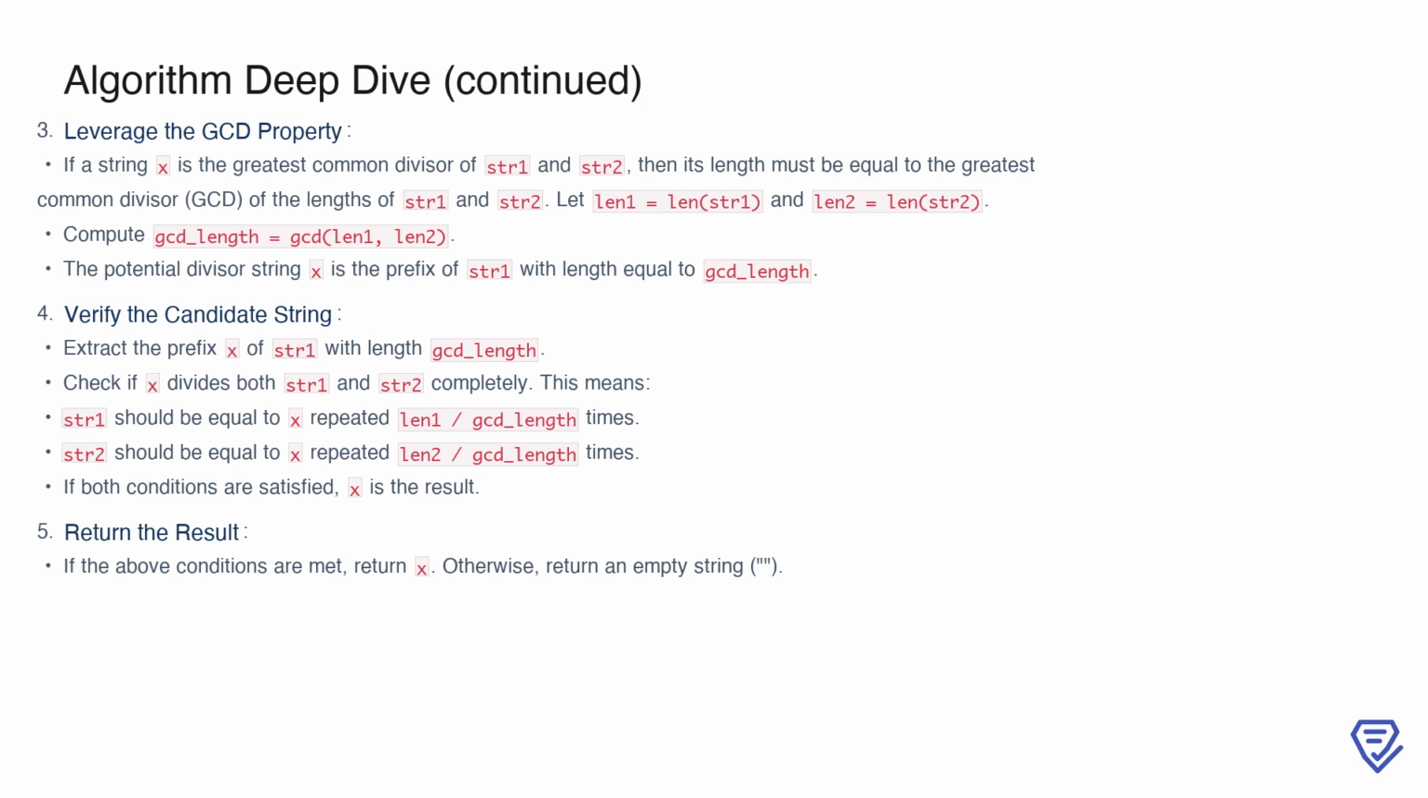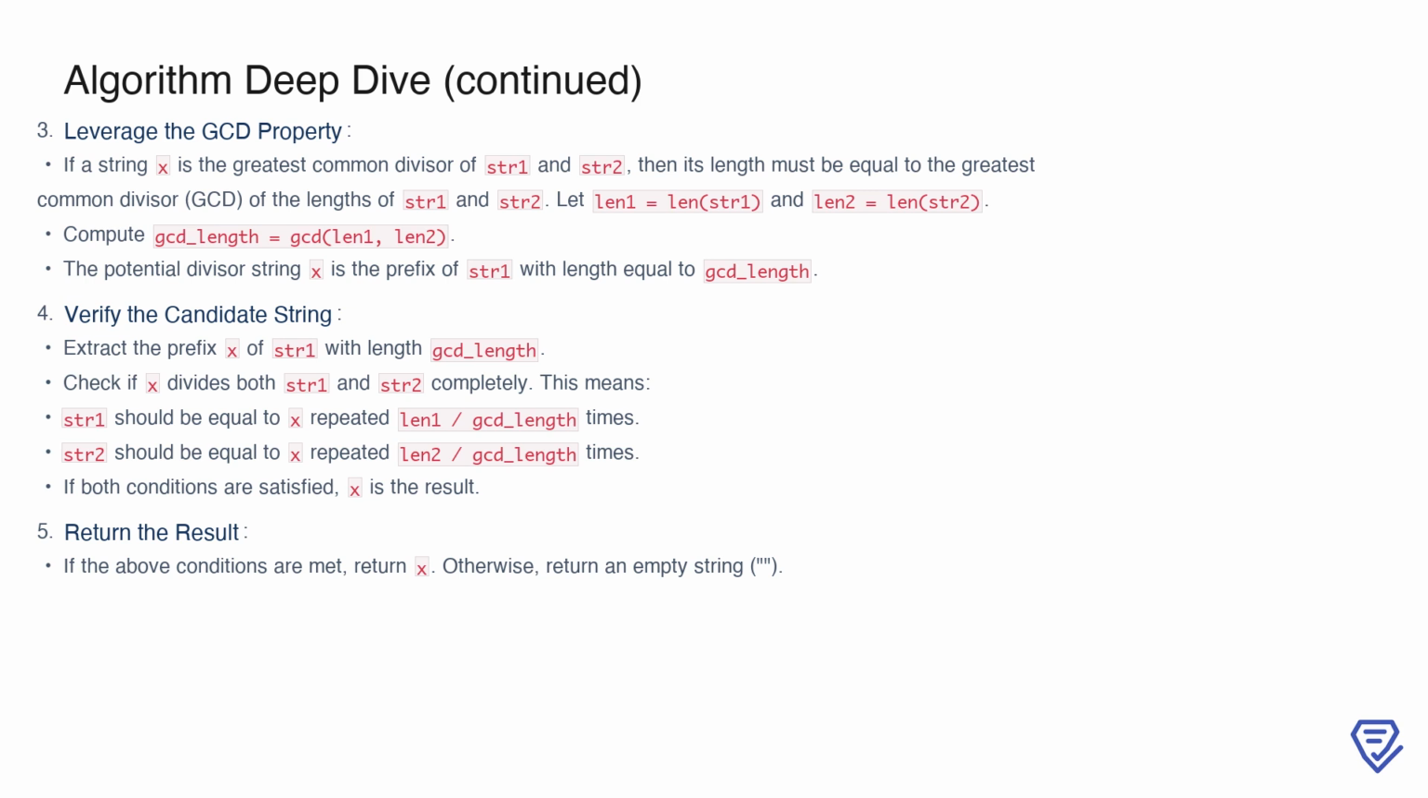If x is the greatest common divisor string of str1 and str2, its length must be the GCD of the lengths of str1 and str2. To calculate this, we first compute the lengths of the two strings, len1 and len2, and then determine their GCD, which we will call GCD_length. This GCD_length tells us the length of the potential divisor string. Once we have this length, we extract the prefix of str1 with a length equal to GCD_length as our candidate string. We then verify if this candidate string divides both str1 and str2 completely.